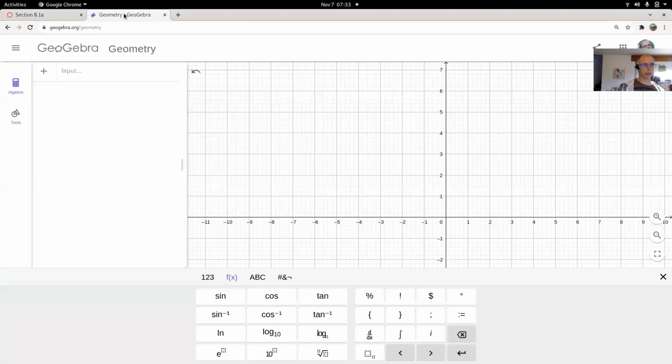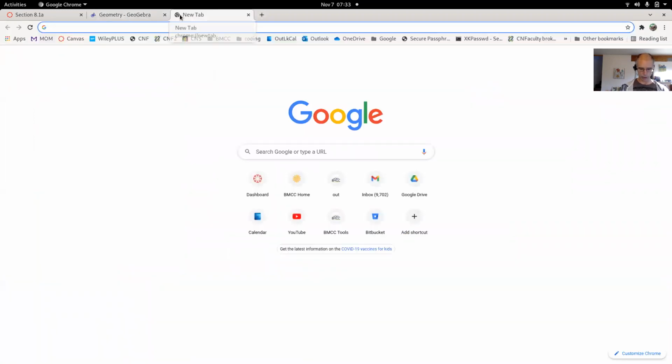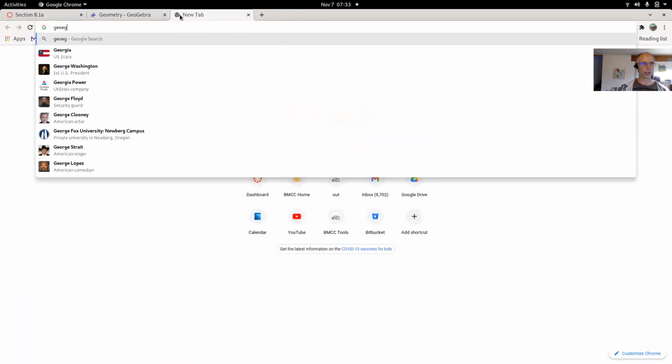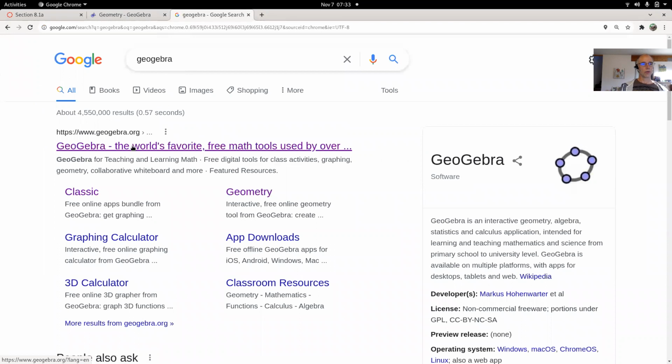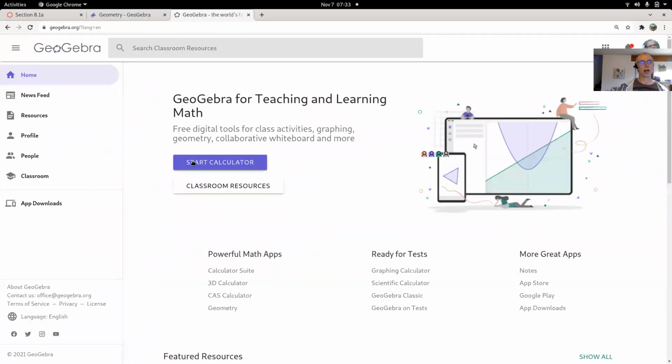So I'm going to use Geogebra, and I like Geogebra geometry version, but there's other versions. If you just search for Geogebra, if you're not familiar with it, you get to their website here. They have a graphing calculator, which does the same stuff, slightly different interface, but has the same stuff in it. I'm using the geometry one here.